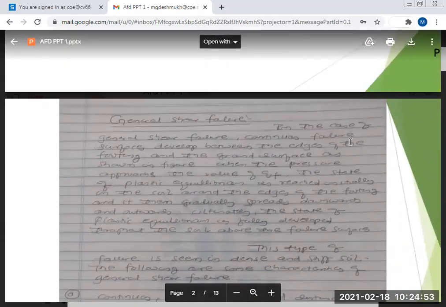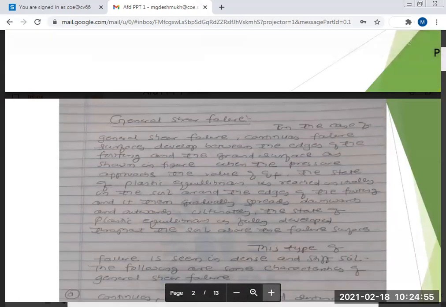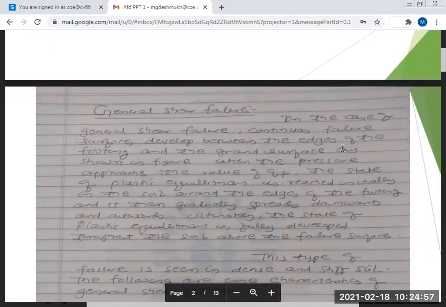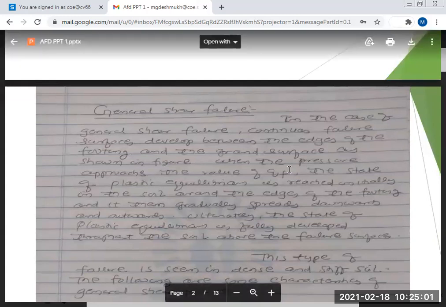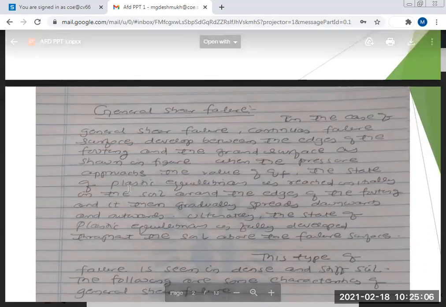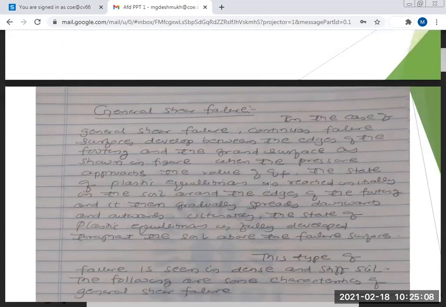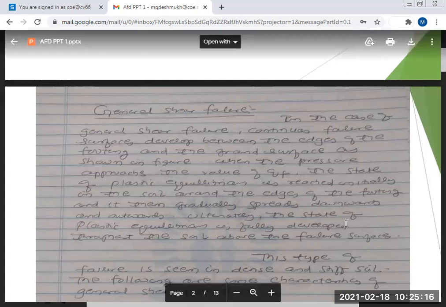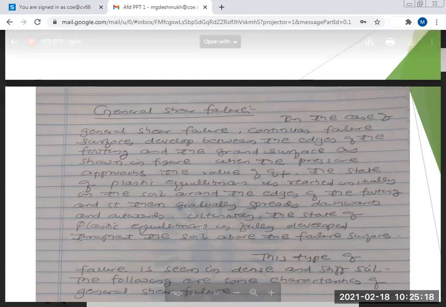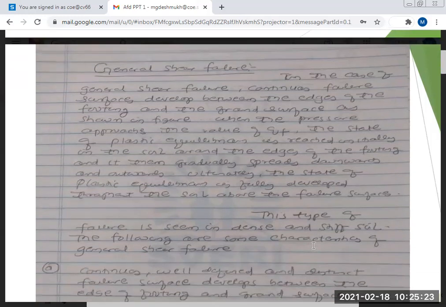Okay, so what he says is that in the case of general shear failure, continuous failure surfaces develop between the edges of the footing and the ground surface as shown in the figure. When the pressure approaches the value of QF, the state of plastic equilibrium is reached, initially in the soil around the edge of the footing, and then gradually spreads downwards and then outwards. Ultimately, the state of plastic equilibrium is fully developed throughout the soil above the failure surface.